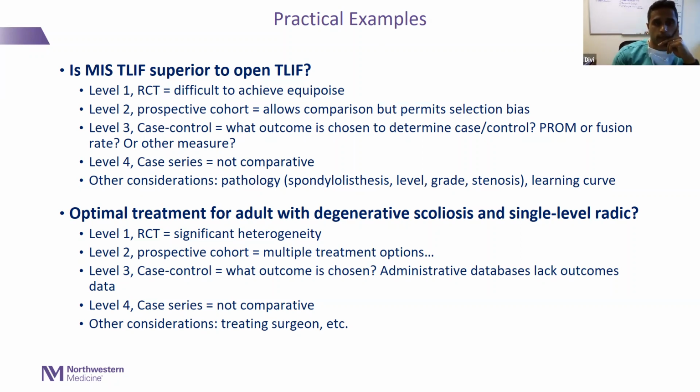And then another example would be optimal treatment for an adult with degenerative scoliosis in a single level of RDIC. Again, if you're looking at case series, it's not comparative. If you're looking at case control, what outcome is chosen? Administrative databases that include these massive cases with degenerative scoliosis lack outcomes. With prospective cohorts, there are multiple treatment options. And then finally, when you look at RCT, significant heterogeneity. And there are other things to consider, again, the treating surgeon.